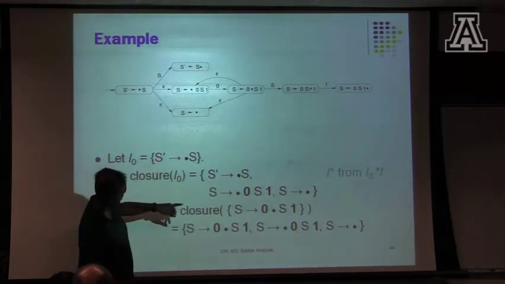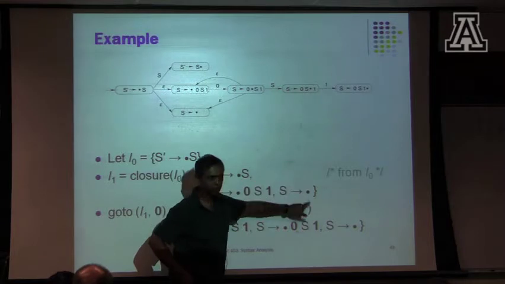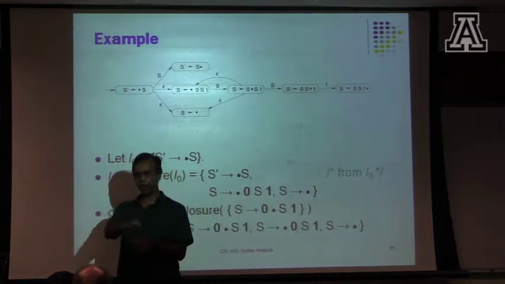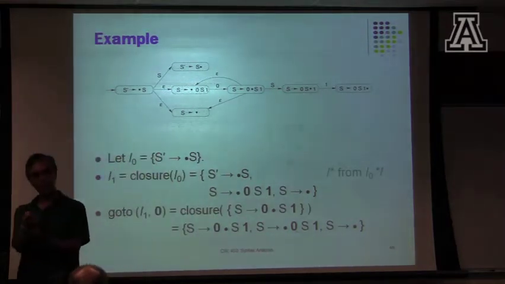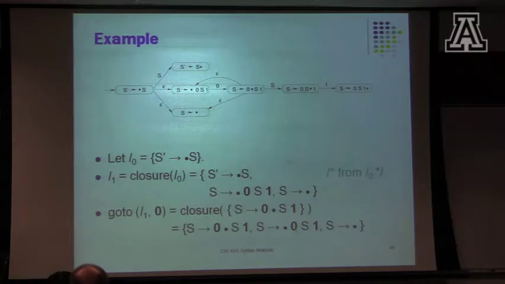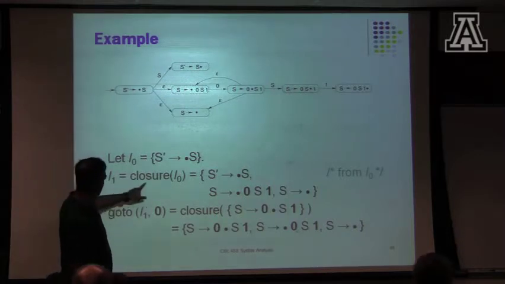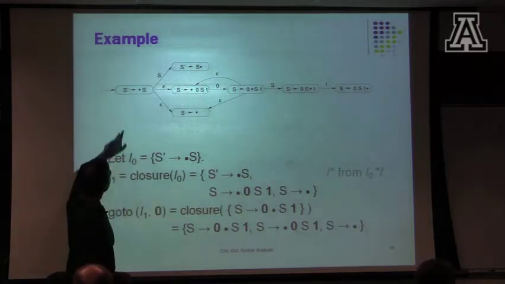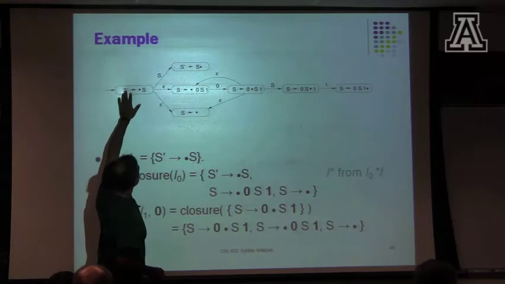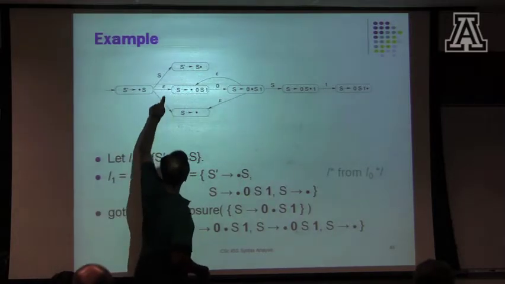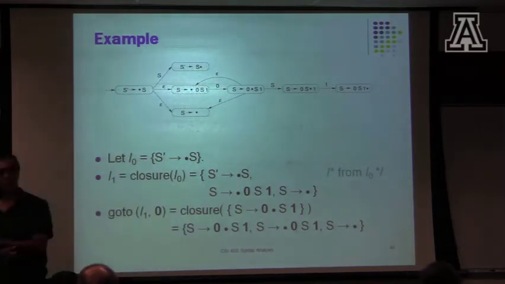Oh yeah, minor detail. If I have an epsilon, then it doesn't make sense to talk about a dot to the right or the left of the epsilon, because an epsilon means there's nothing there. It's the empty sequence. So you just put the dot on the right-hand side. So that's my closure of I0. And pictorially, that's starting here, all the states I can get to traversing only epsilons.